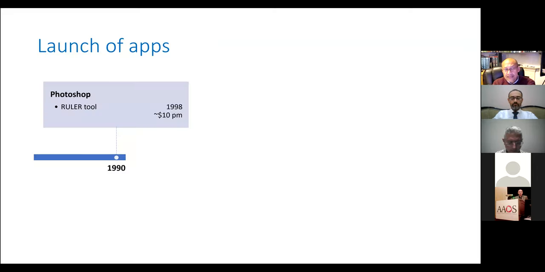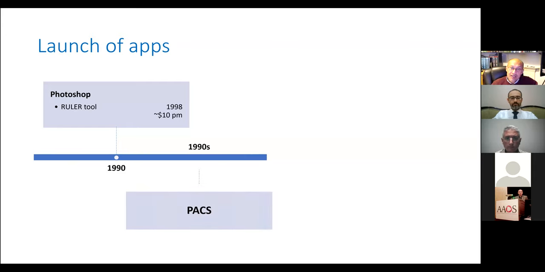In fact, if you look at the timeline, in 1998, this ruler tool was introduced in Photoshop, but roughly at the same time, whilst surgeons were taking photographs of X-rays and transferring them to the computer, roughly at the same time, a digital picture archiving and communication system, PACS, was being introduced in hospitals, where the entire X-ray was in the digital domain. There was no need for a plate film.